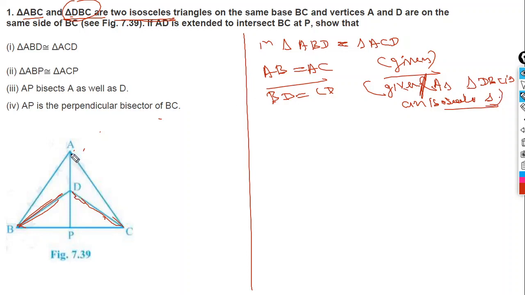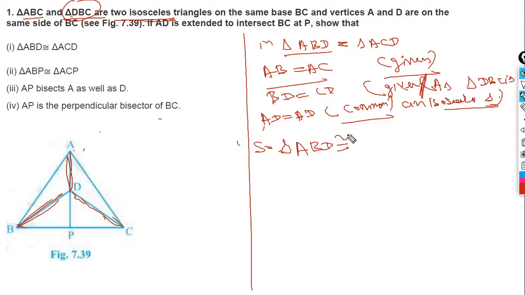Another side, you can see AD is common in both the triangles. Then you will write AD equals AD. Why? Common. So, triangle ABD is congruent to triangle ACD. Why? Side, side, side congruency rule. So the first part we have already proved. Now we will move to the second part.